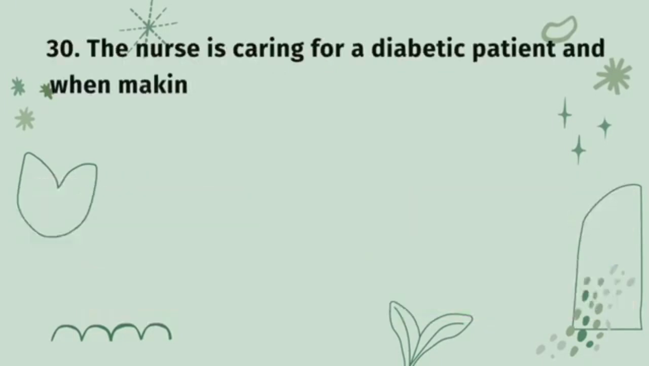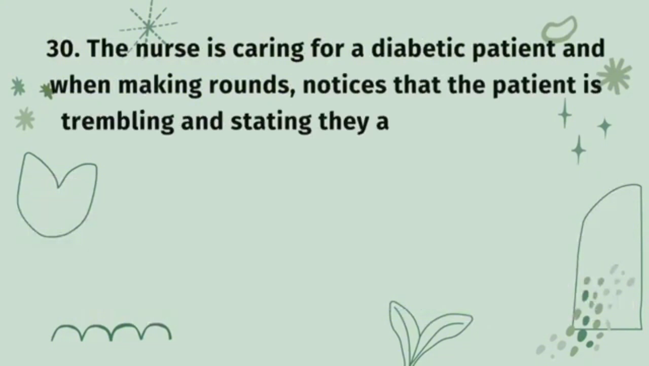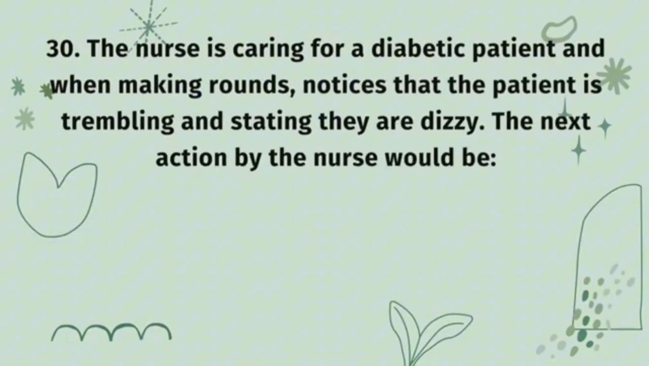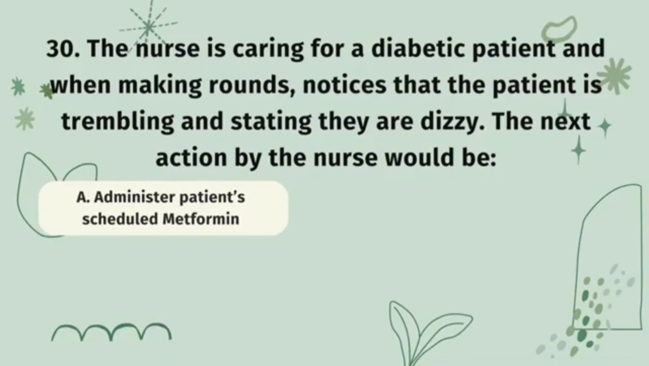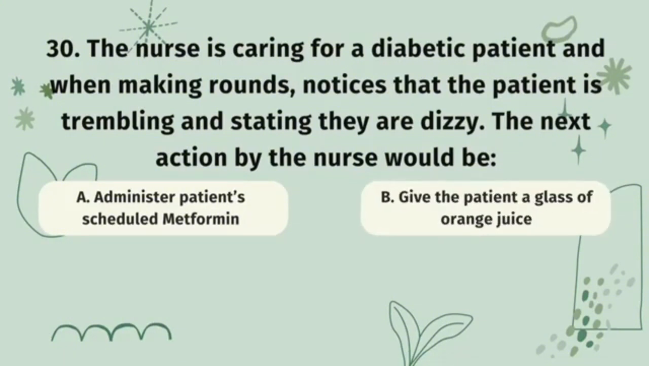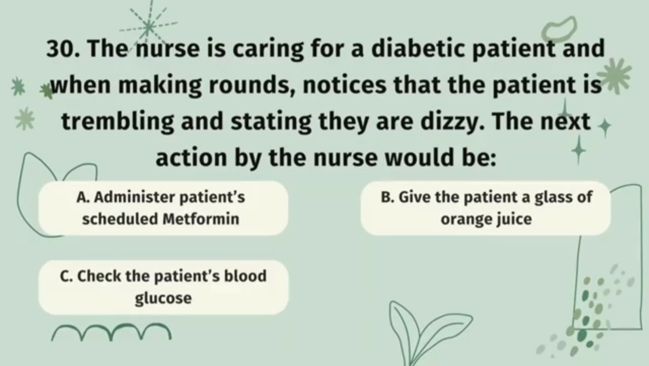Question 30. The nurse is caring for a diabetic patient and when making rounds, notices that the patient is trembling and stating they are dizzy. The next action by the nurse would be: Option A, administer patient scheduled metformin. Option B, give the patient a glass of orange juice. Option C, check the patient's blood glucose. Option D, call the doctor.